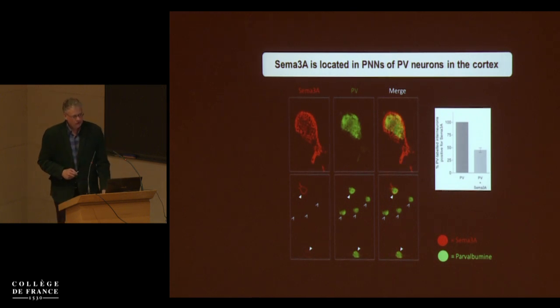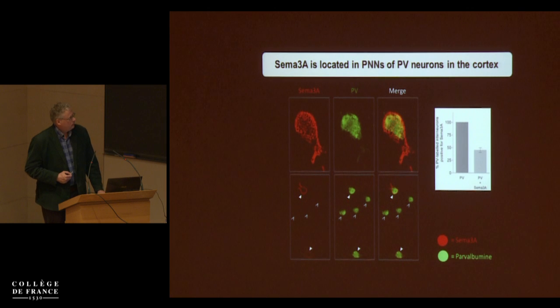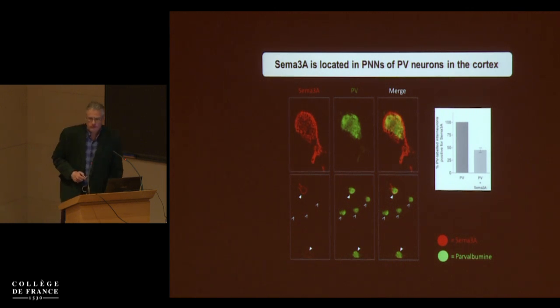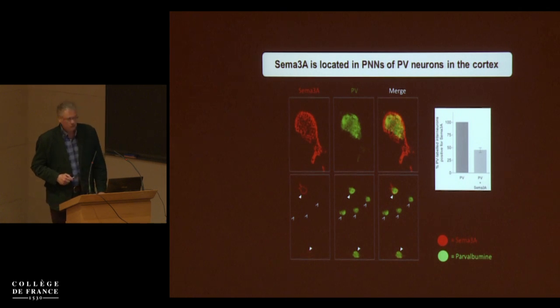Semaphorin 3A is located in the PNN of GABAergic PV-positive inhibitory neurons in the cortex. Here semaphorin 3A is in red, this is PV, and this is the merge. The red semaphorin 3A positive net is really encapsulating the green PV positive cell.